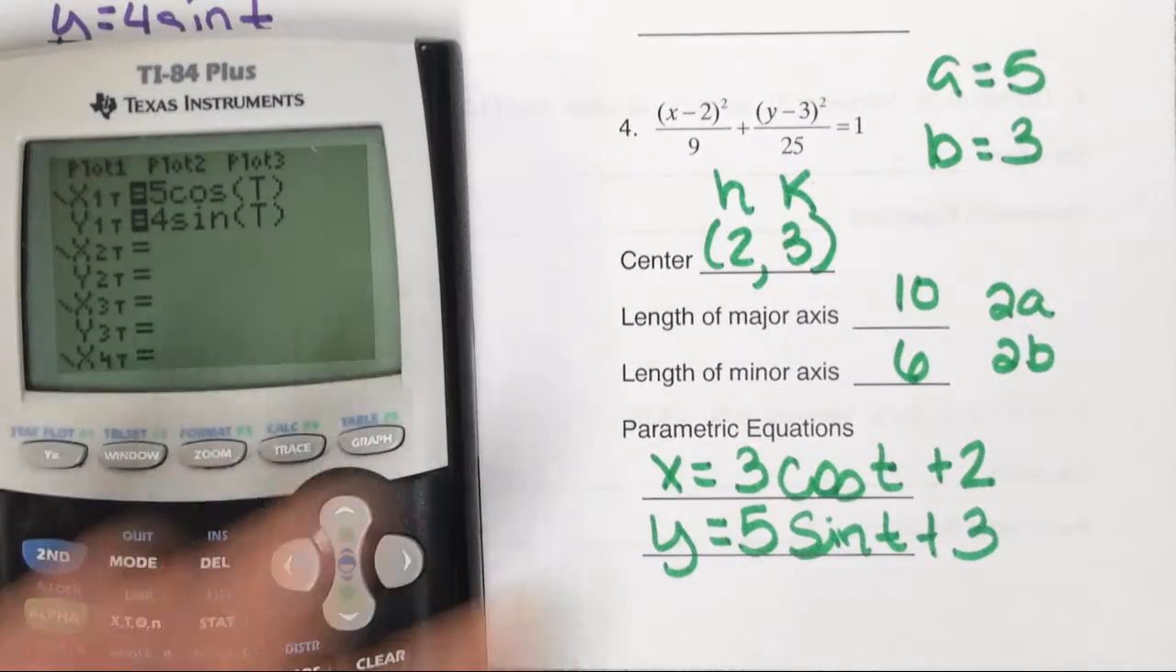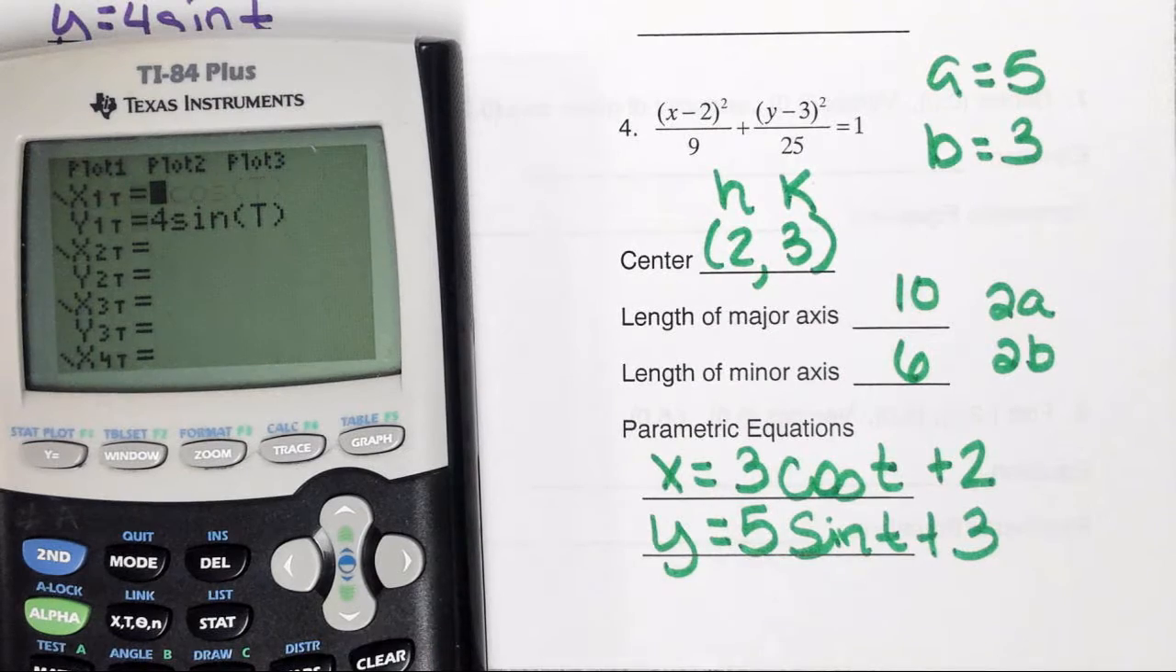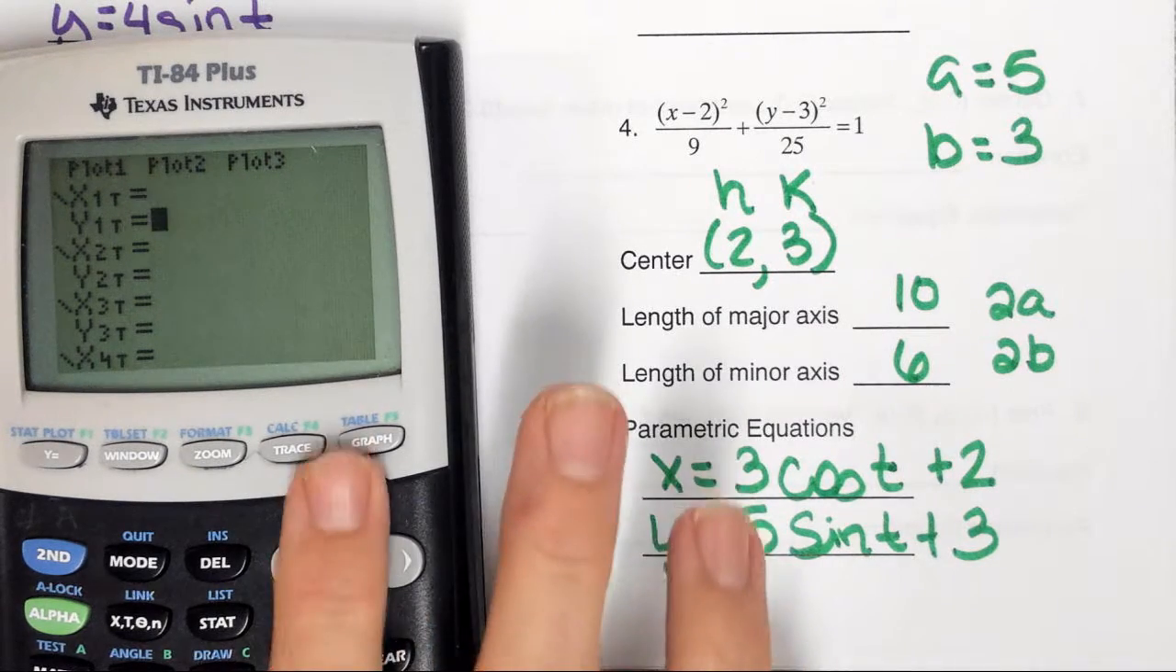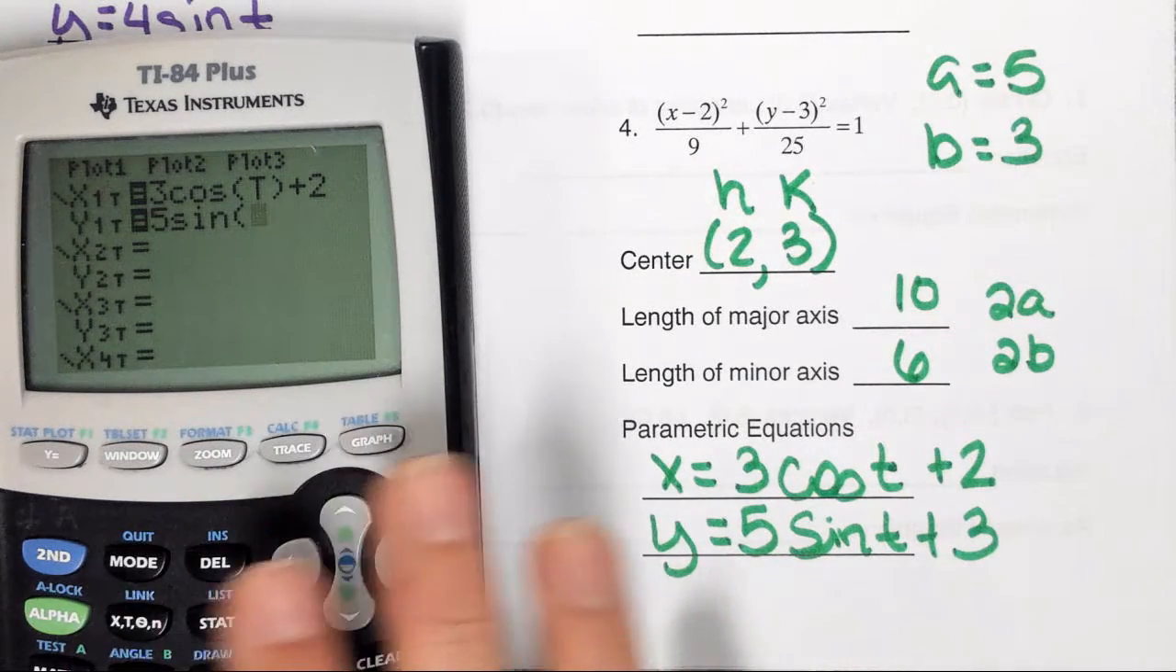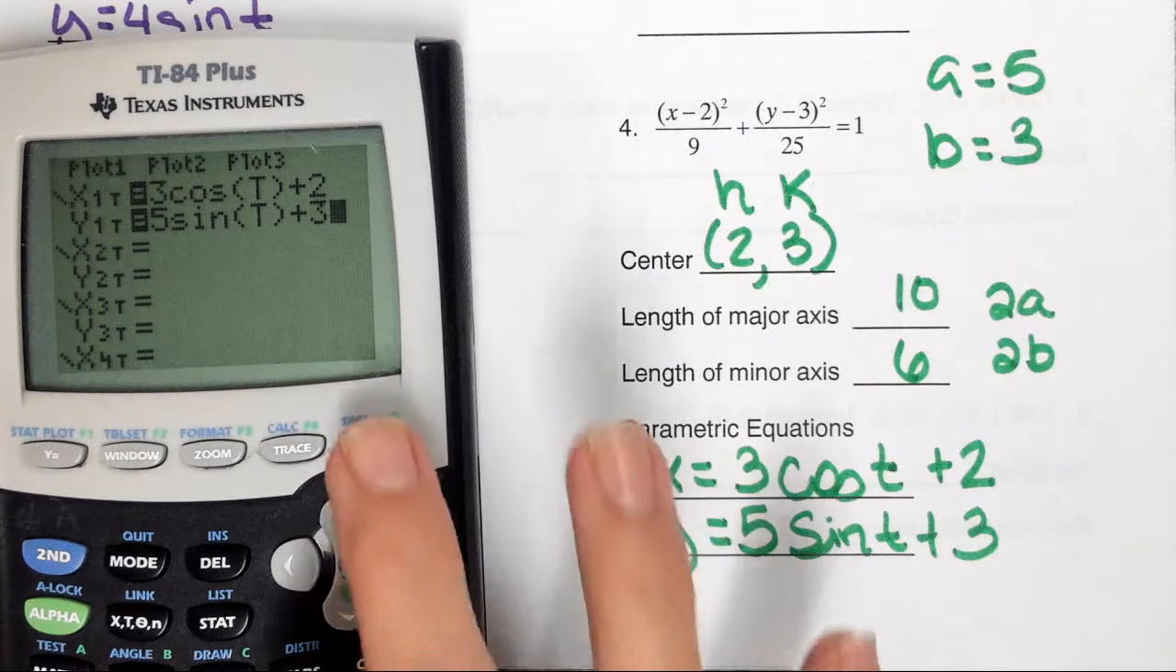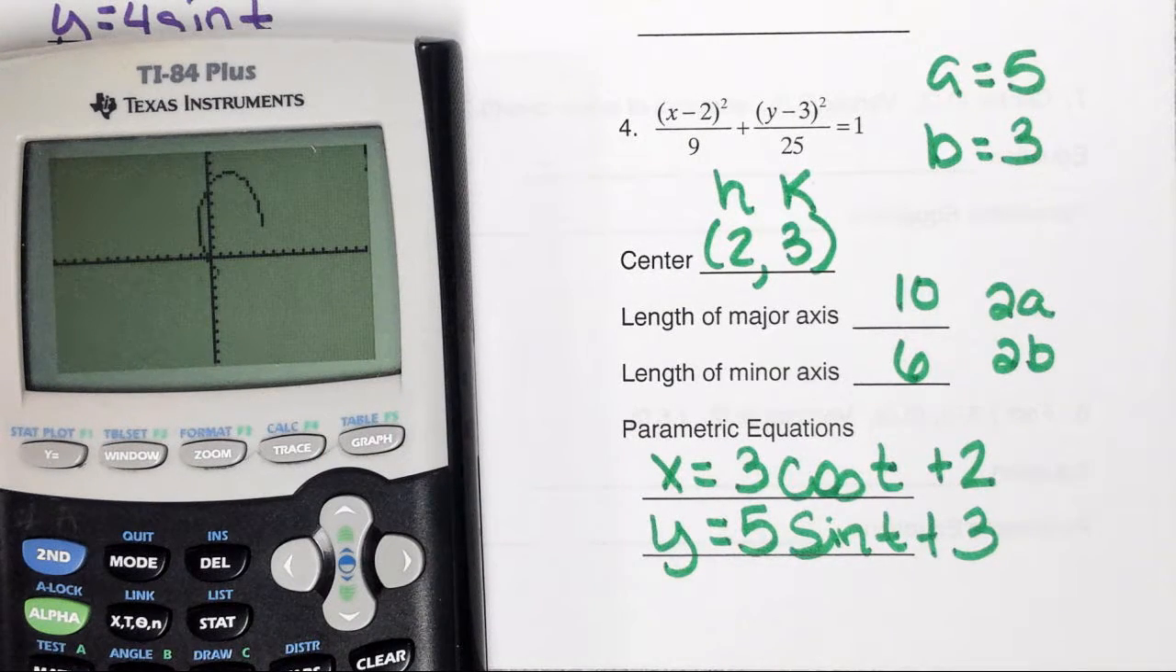Please go type those equations in your calculator and sketch your picture. You're just sketching your pictures. They aren't perfect. They're just sketches. So 3 cosine t. Make sure you close the parentheses before you put plus 2 or you won't get it right. And the second one, 5 sine t. Again, close parentheses, plus 3. Please go take a moment to sketch that picture. I'll give you about 45 seconds, and then we're going to move on.